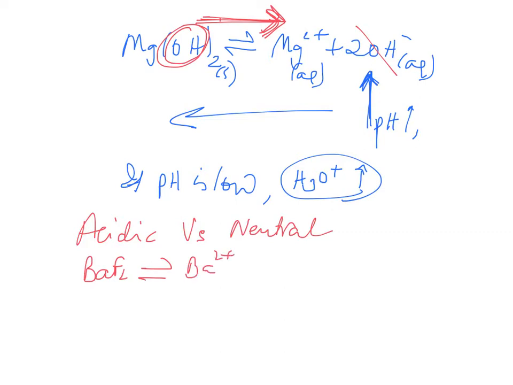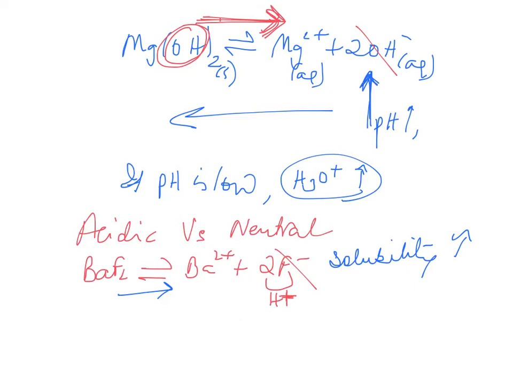BaF2 will have an equilibrium between barium and fluoride, and hopefully you can see that F minus is basically a weak base of the conjugate acid HF. And so if you increase the proton concentration, you're going to remove the F negative. What that would mean is that more and more BaF2 would then tend to dissociate, and the solubility will increase. So solubility will increase as acidity increases.